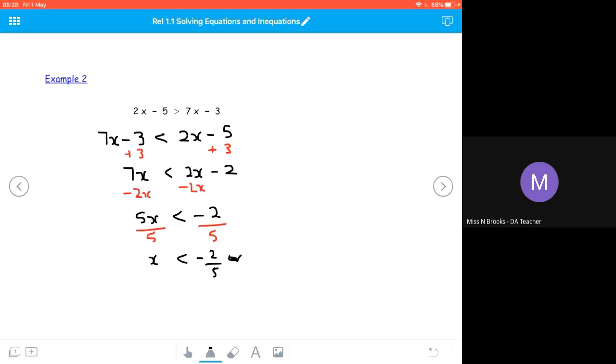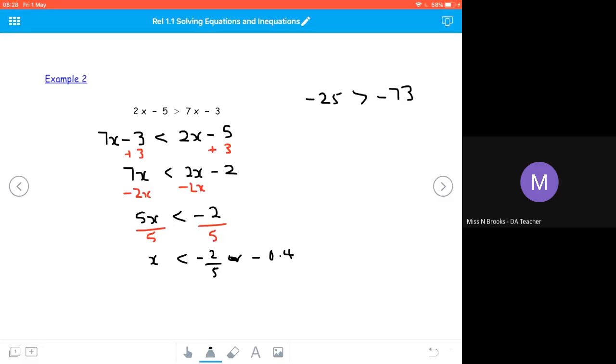Or I could write it as negative 0.4, but leaving it as a fraction is a valid solution. So then if I want to try a value that's less than negative 2/5, I can try a value of negative 10, substitute that in. If I have 2 times negative 10 is negative 20, take away 5 is negative 25. And if I have 7 times negative 10, that's negative 70, take away 3 is negative 73. Negative 25 is greater than negative 73, so I know that my inequality symbol is the correct way around.